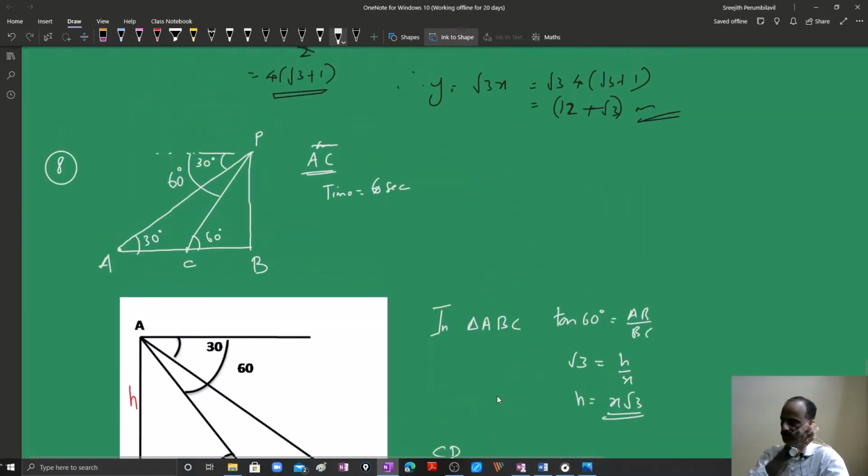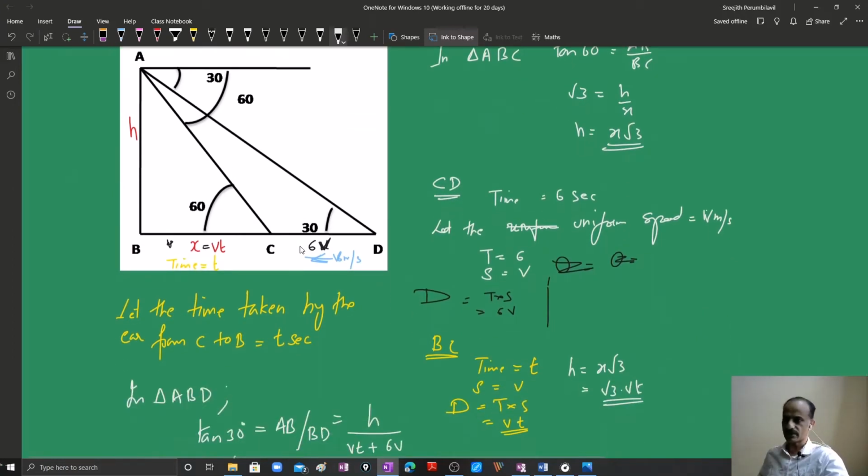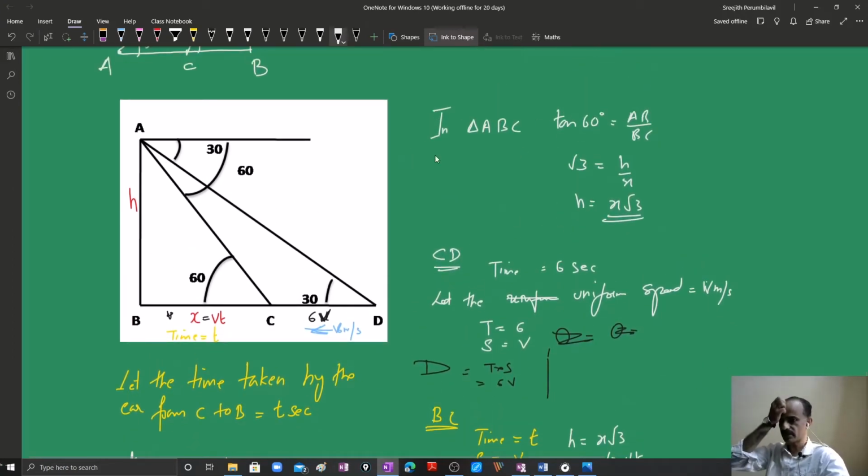We'll just repeat the whole thing. In the first triangle, I have done it the way a student is going to do this. Directly take a small triangle, and inside it, tan 60 is equal to h by x, opposite side by adjacent side. So h is equal to x root 3.